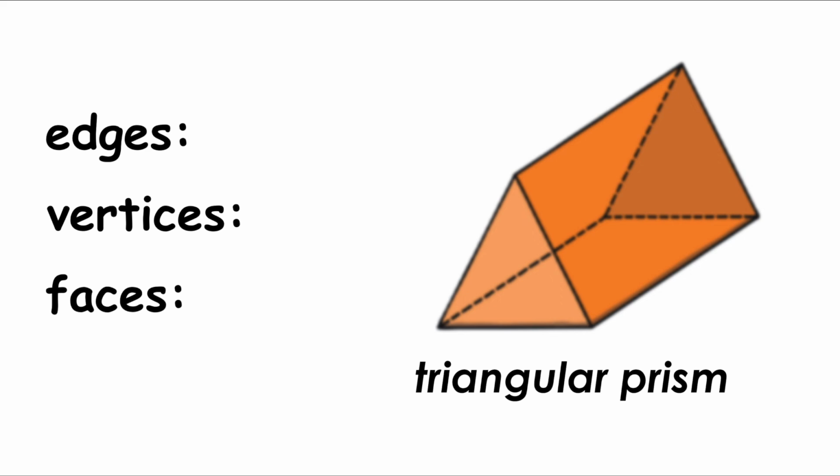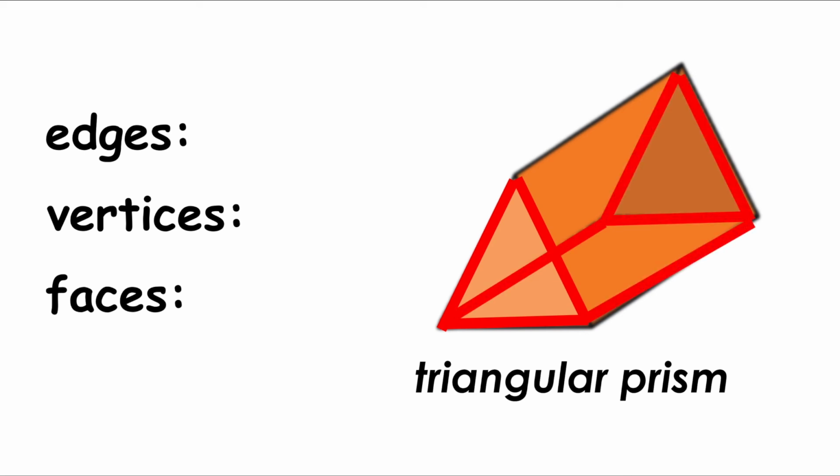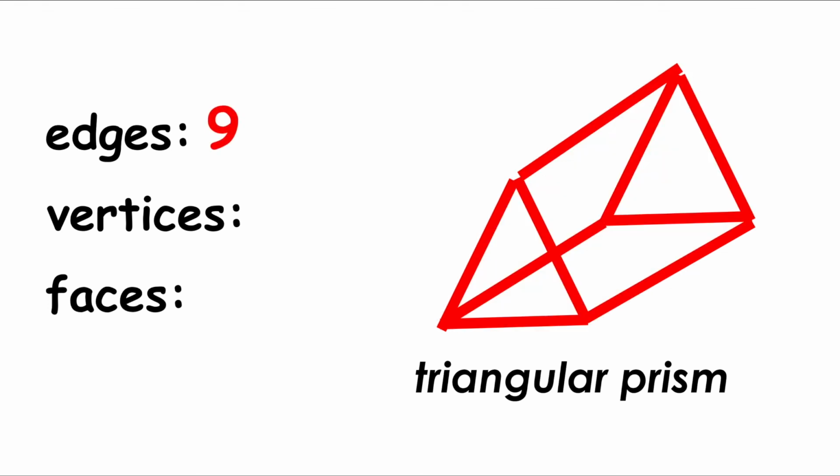Let's review. All right, so let's start by counting the edges. So we have 1, 2, 3, 4, 5, 6, 7, 8, and 9. So the triangular prism has 9 edges. And you can see even if I take away the picture, you can still see the triangular prism because really 3D shapes are made up of lines just like 2D shapes.